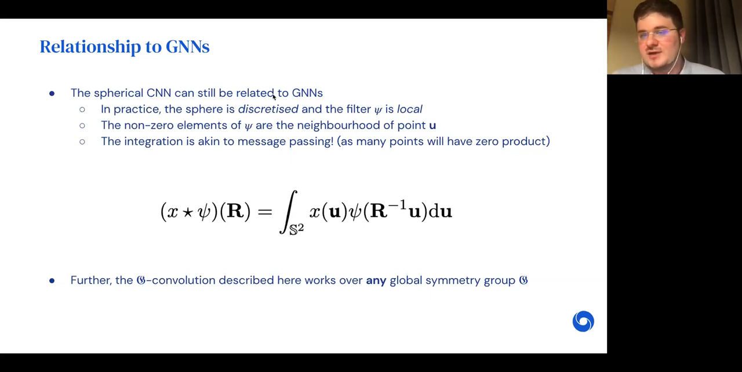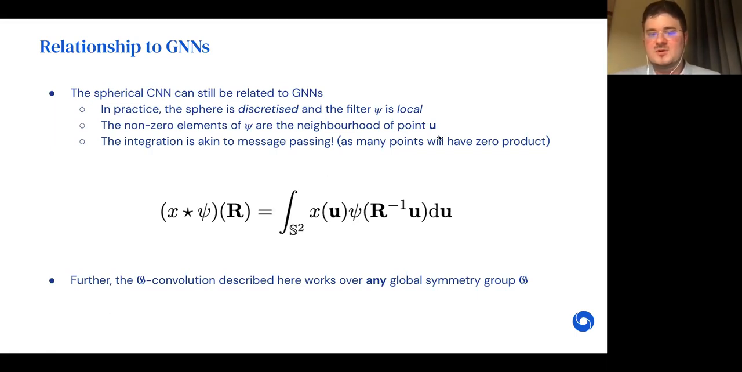And the sphere itself, you cannot feed a continuum of data into a computer. It must be discretized to take many points on the sphere. So this filter psi will be local, and the sphere will be a discretized set of node features. So you can think of the non-zero elements of the filter, which is local, as the immediate neighborhood of a particular point on the sphere.